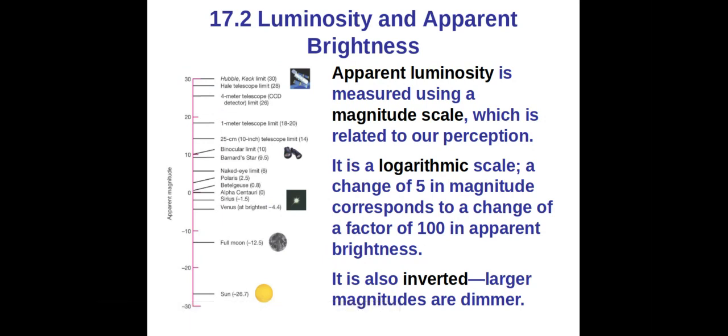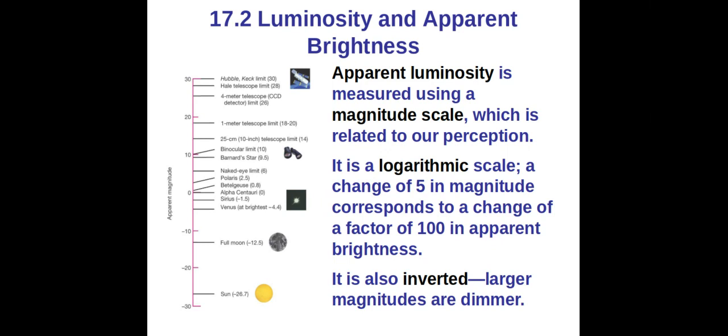The apparent luminosity is measured using a magnitude scale, which is related to our perception. It is logarithmic. A change of 5 in magnitude corresponds to a change of 100 in apparent brightness. So it is also inverted. Therefore, you see down at the bottom, the negative values are higher. So the highest negative value is the sun.